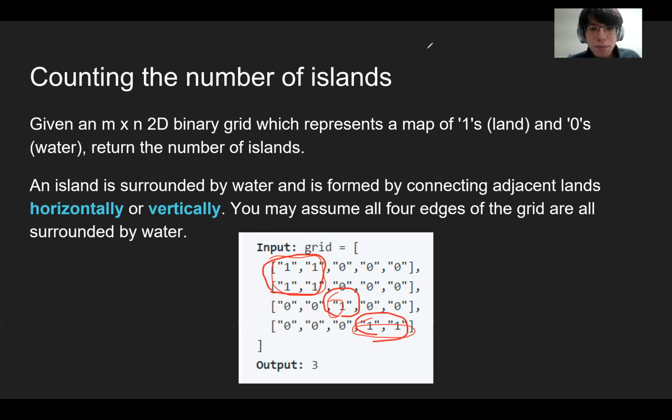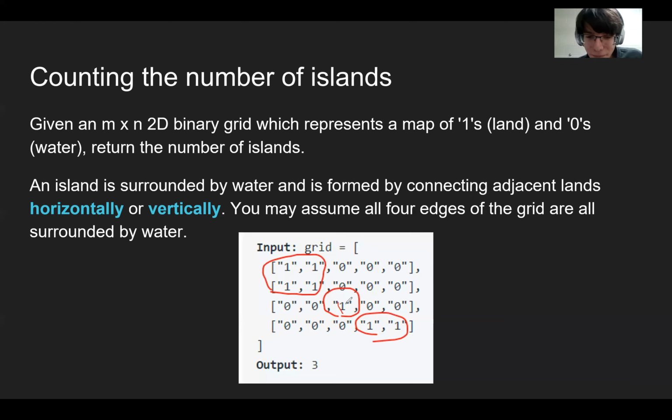So maybe what we can think about is, what is special about these, and how can we turn this into something we talked about today? Well, we can already kind of see how this is like a graph, right? Maybe each one is a node, and the edges are what it's connected to vertically and horizontally. So that's a nice trick to have, right?